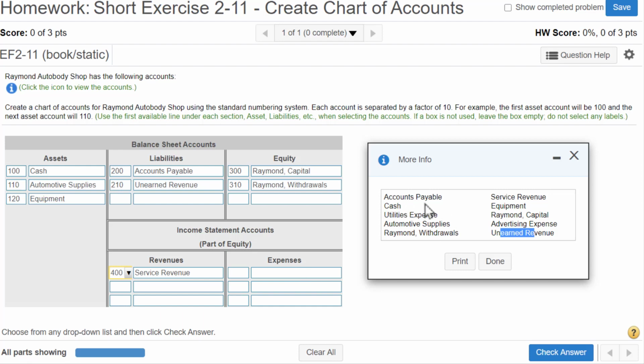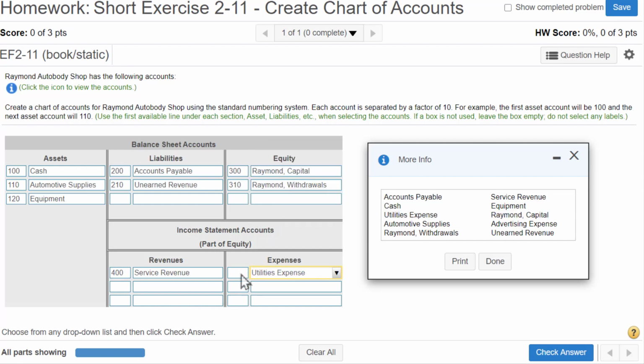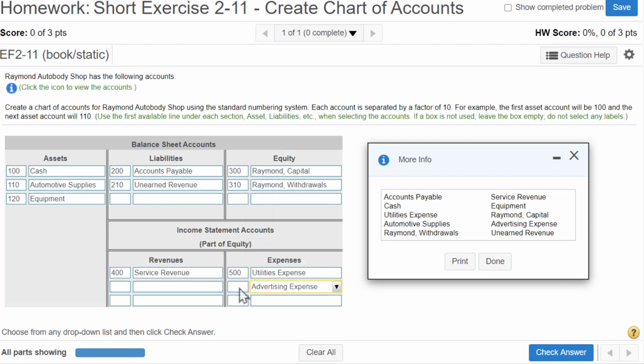And then we've got our expenses. These are easy. They can be listed in any order. So I'll just list them in the order that I find them. So utilities expense. Remember, expenses always start with a 5. Let's see, what other expenses do we have? Utilities expense, and then advertising expense. And that would be 510.